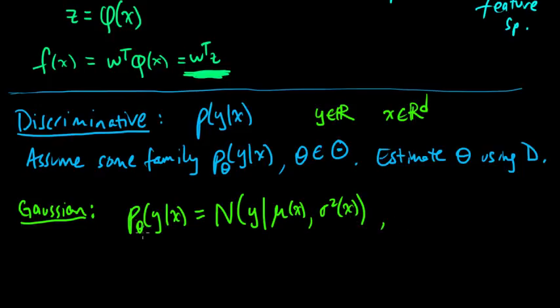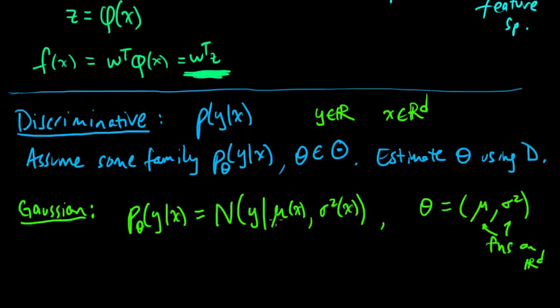And here, so where's theta over here? So theta is going to be the pair of functions, mu and sigma squared. So these are functions now, functions on Rd. Mu is a real valued function. This is a positive function.